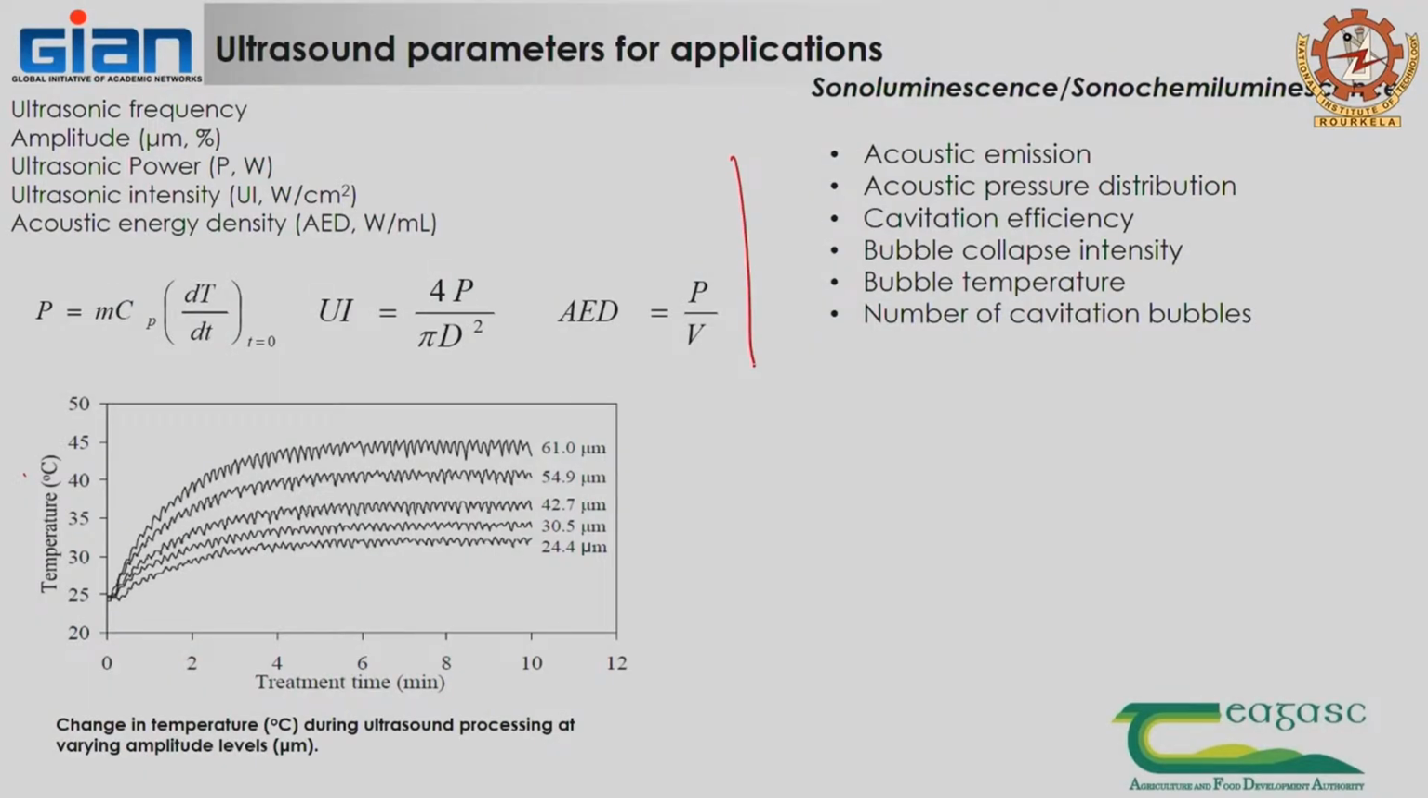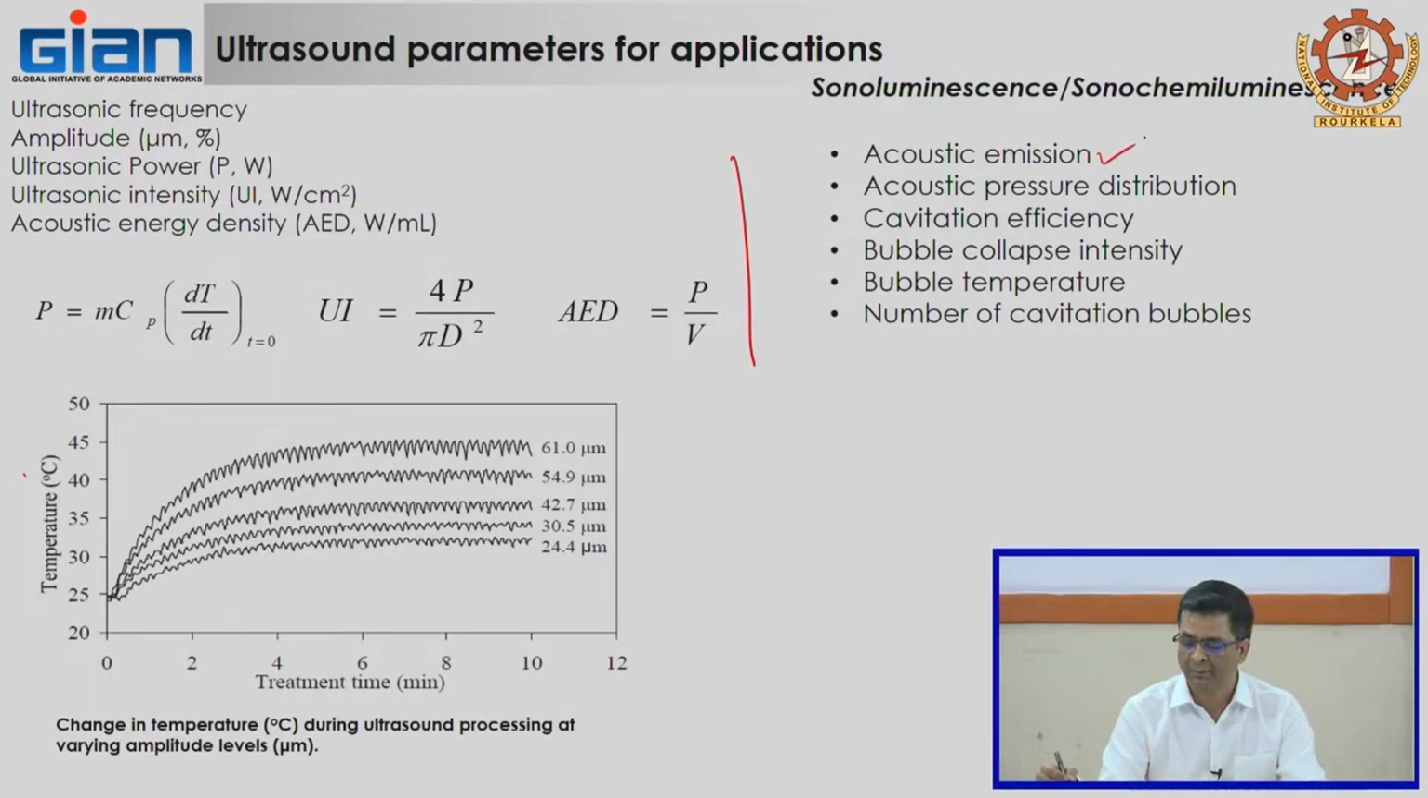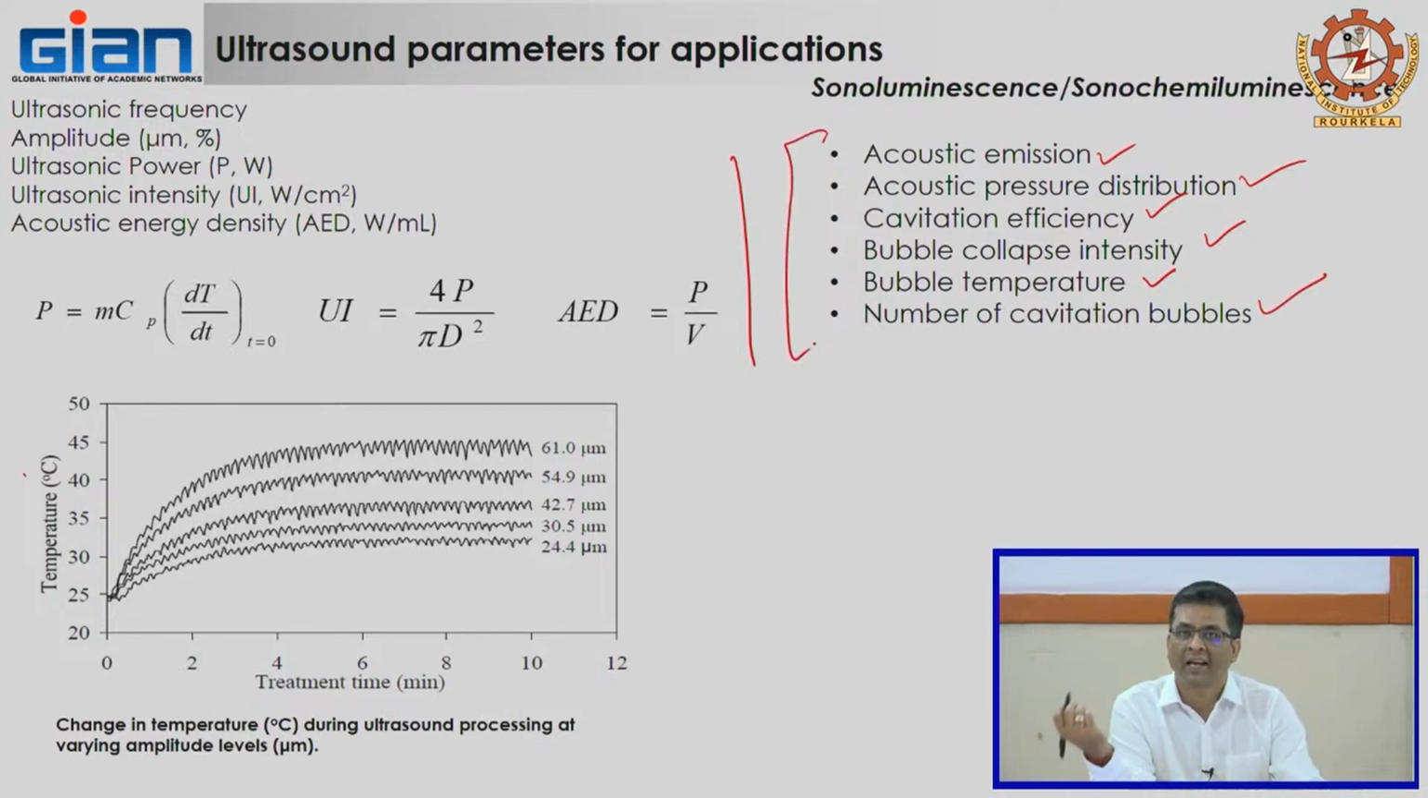You don't have to have a vernier caliper. You don't have to cut anything to do all those integration and disintegration. The other methods are complicated; this is a simple method of measuring it. Other ones are acoustic emission, acoustic pressure distribution, cavitational efficiency, bubble collapse intensity, bubble temperature, and number of cavitating bubbles. These are other ways of measuring energy and acoustic distribution of bubbles. So these are all a number of different techniques. The simple one is sufficient as far as processing is concerned.